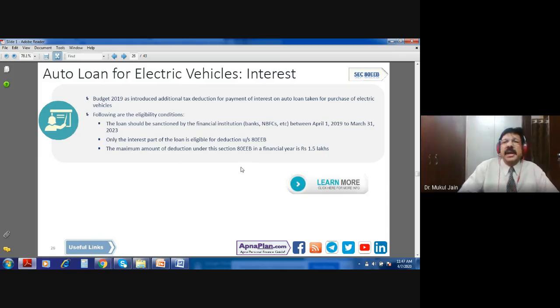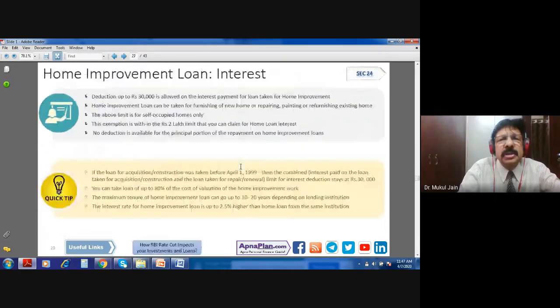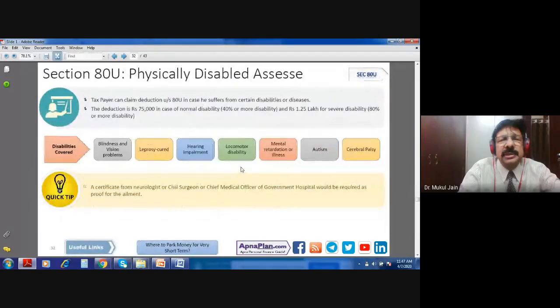So last year they were added. See, it is the government's prerogative that if it wants to encourage the sale of electric vehicles, it can make these tax laws. Similarly, it wanted to encourage sale of affordable housing, so that people who cannot afford very costly houses should get tax deductions, right? So the government keeps on framing these rules to encourage certain things or to discourage certain things.